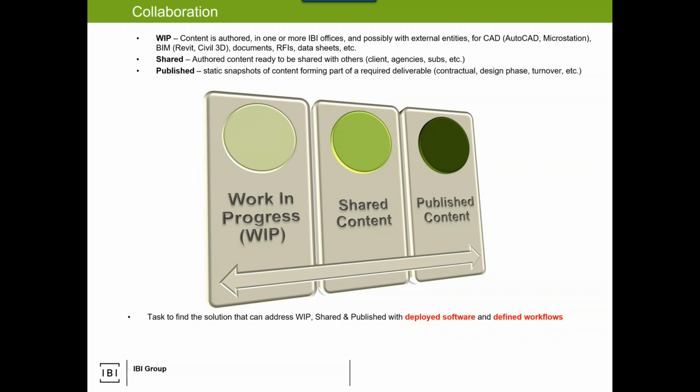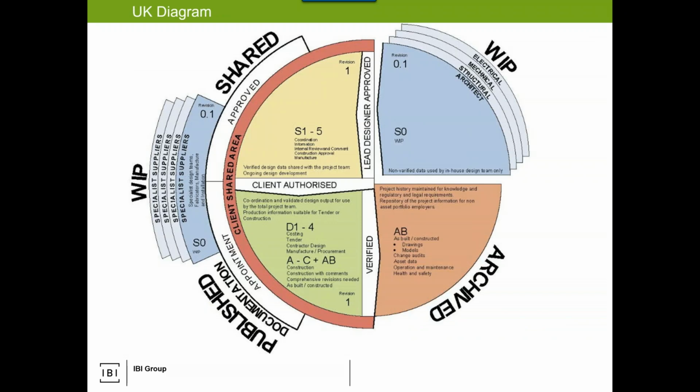And then publishing is usually easy. Usually, I would say. So that's the whole point: define the workflows, the connectivity. This is another diagram we made for the UK, quite complex. I just want to say this is rooted through BS 1192: WIP, shared, publish, archive.